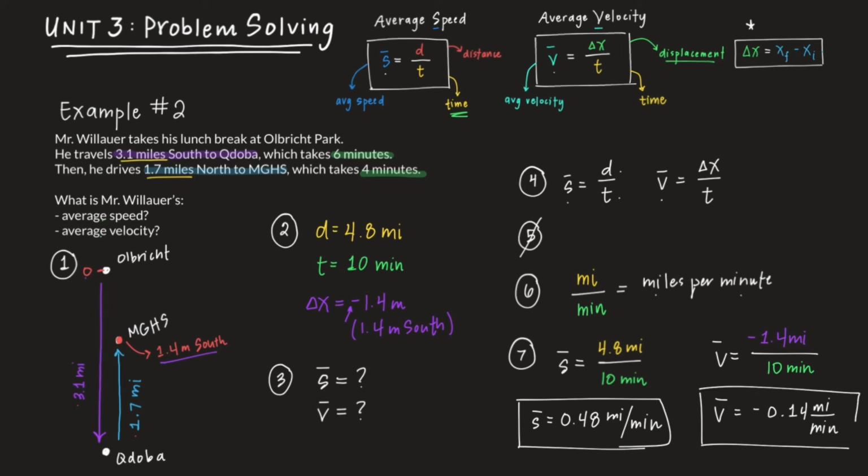We know he ended up south from where he started. So another way that I could write this velocity as opposed to negative 0.14 miles per minute, I could write it instead as 0.14 miles per minute south. Because again, the negative direction is south in this problem. So I could write it as negative or I could write it as south. I just can't write it as both. So there's my direction, because remember, velocity is a vector.